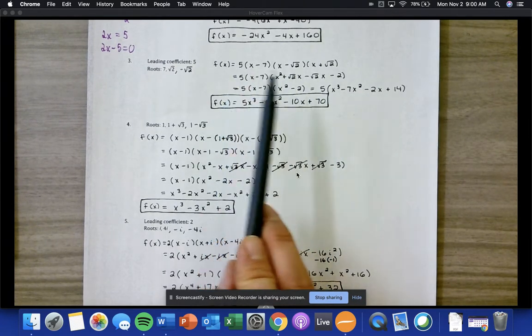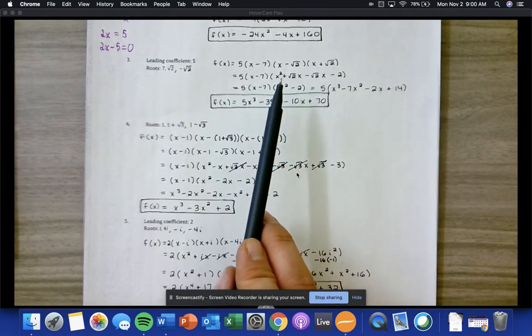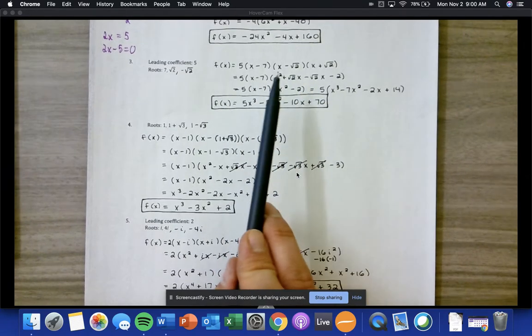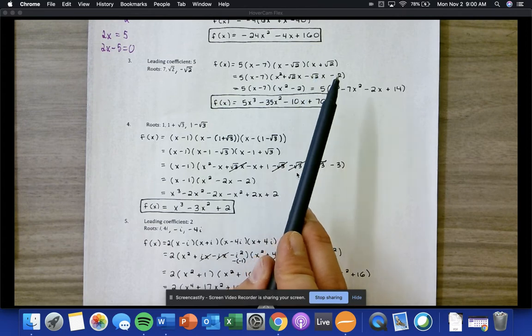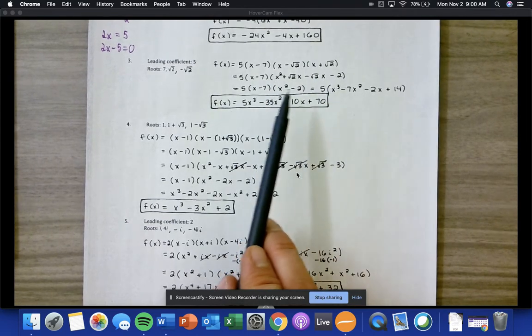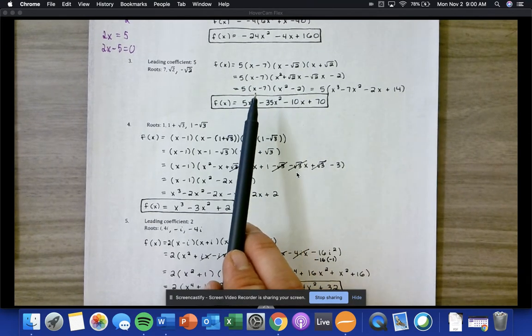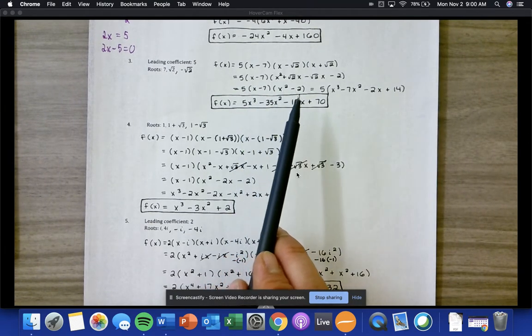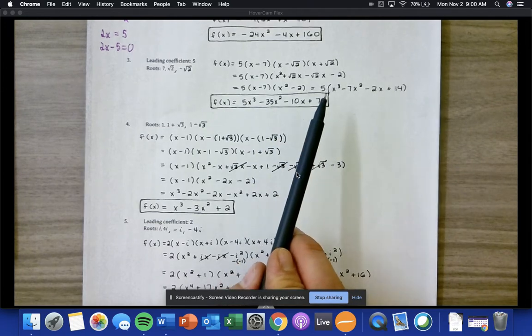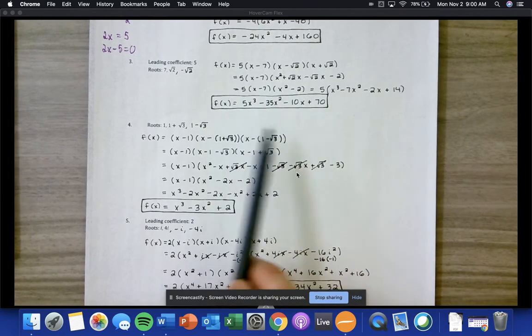Once we have all of them written out, we just follow the same procedure, right? So we're going to FOIL this: x minus square root 2, x plus square root 2. And it ends up cleaning up and becoming x squared minus 2. Right, then we FOIL the x minus 7 and x squared minus 2, and then you just have to distribute the 5. Right, so we get this answer here.